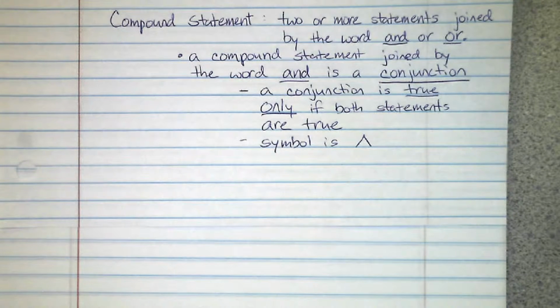So a compound statement joined by the word and is a conjunction. If it's joined by the word or, it's not. Now a conjunction only has a value of true if both statements are true. And the symbol we use looks like this, kind of like an arrow. I'll give you an example.